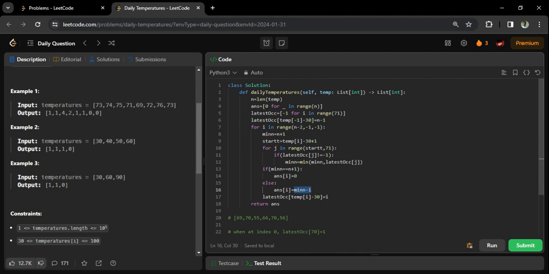And why I'm doing this minus 30 is because the range is starting from 30, but while storing it, we will have to subtract 30, because the 30th temperature should fall in the 0th index. Similarly, if you subtract everything from 30, they will fall in place. Because this range is from 0 to 70, but this range is from 30 to 100. That's why we will have to subtract 30.